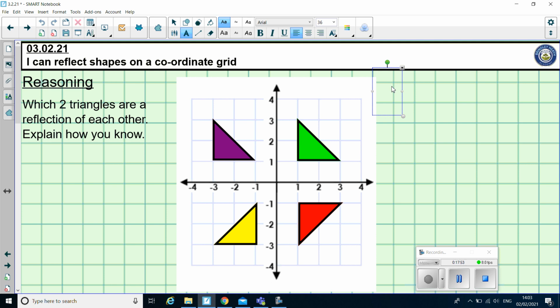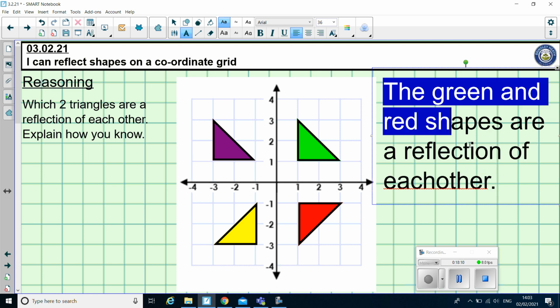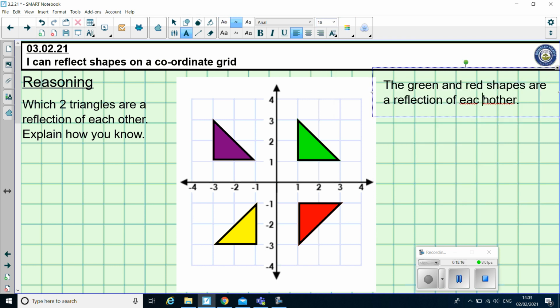Okay, hopefully you've spotted that it's the green and red shapes which are a reflection of each other. So I'd start off by saying that the green and red shapes are a reflection of each other. Make my font a little bit smaller for you. Okay, the green and red shapes are a reflection of each other. They have been reflected in the x-axis. Okay, I think that's an important extra bit of information.